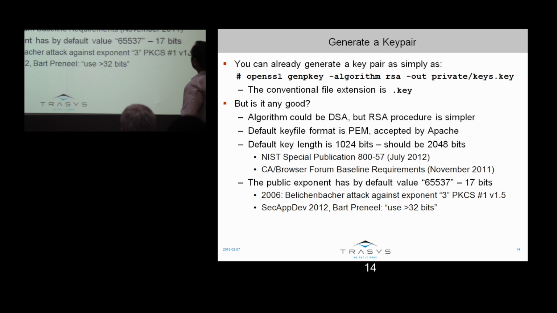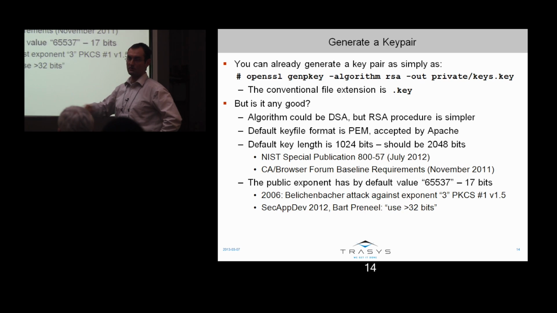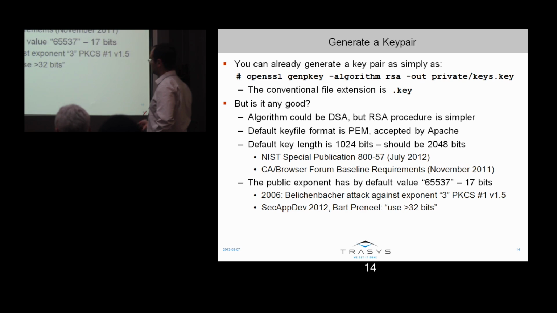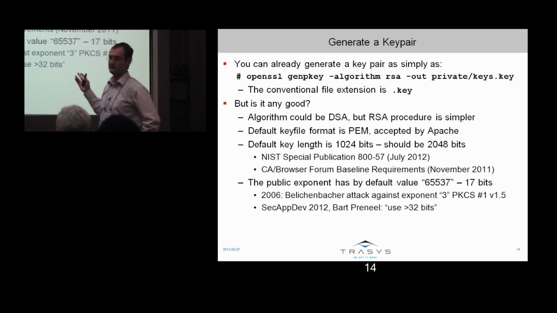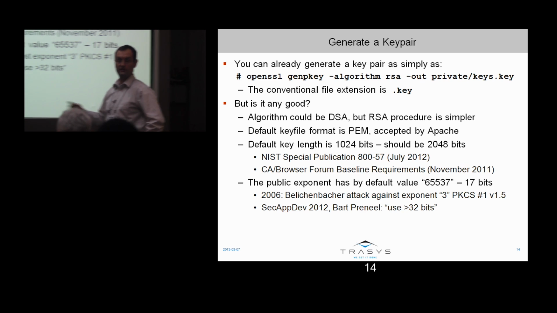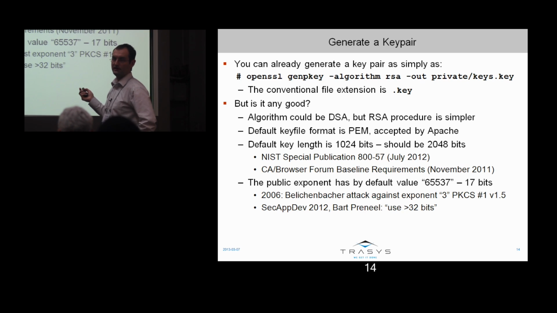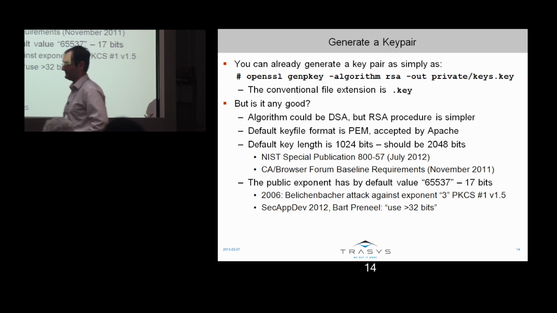Okay, back here. So if we just run this command as it is, this one will not give any error, it will complete, but do we get a good key pair, a secure key pair? Let's see. The algorithm could have been a DSA key pair for the digital signing algorithm, but for that you have to do it in two steps. So for the demonstration I chose RSA, it's simpler. The key file format, which you can control, the output, is one which is accepted by Apache, so I'm happy with that. The key length, the default key length is 1024 bits, and I have a problem with that.